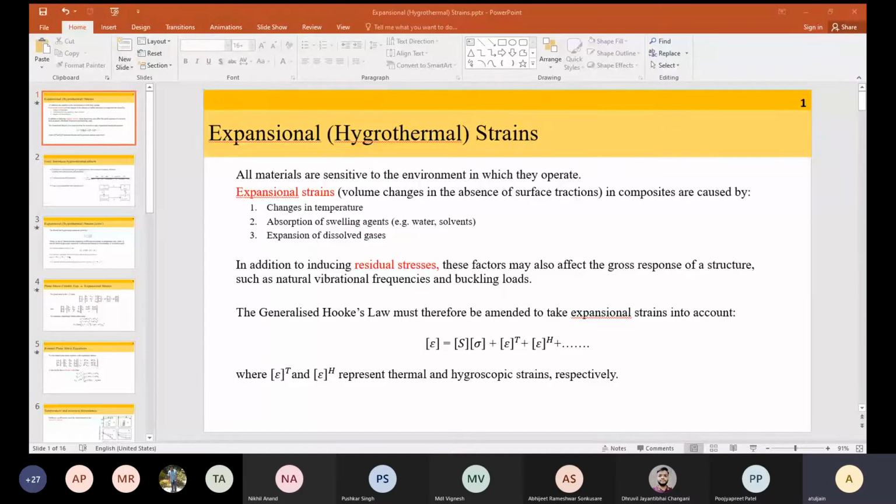So the thermal and hygroscopic strains are given by this equation: thermal strain epsilon i superscript T is equal to alpha i delta T, where alpha i is the coefficient of thermal expansion. Similarly, hygroscopic strain is epsilon i superscript H equal to beta i delta C.